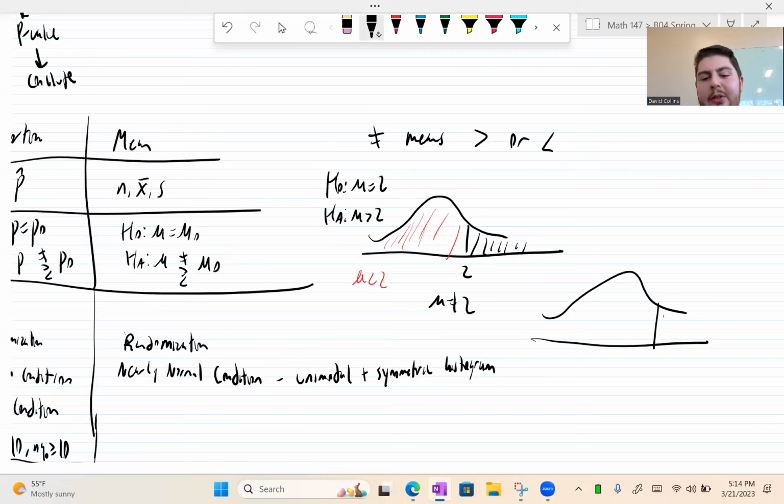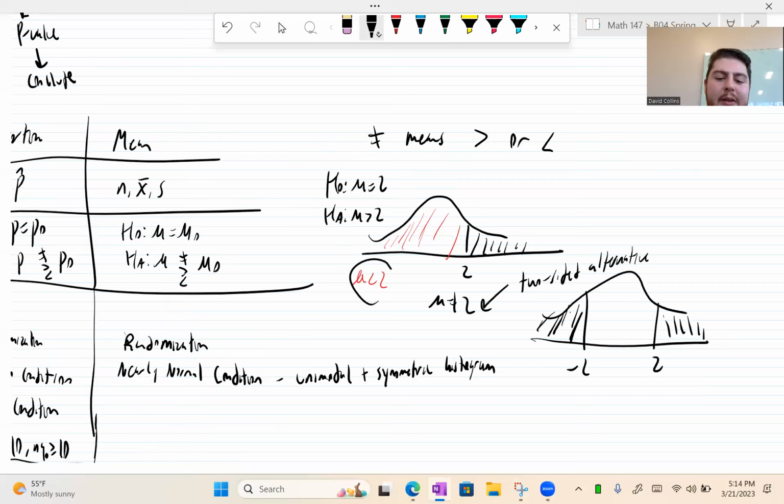if this is a normal curve, that mu is greater than positive 2 or less than negative 2. So we call not equals to a two-sided alternative. Less than or greater than is a one-sided alternative. And what that literally means is if it's two-sided, you just double the p-value from the one-sided case.